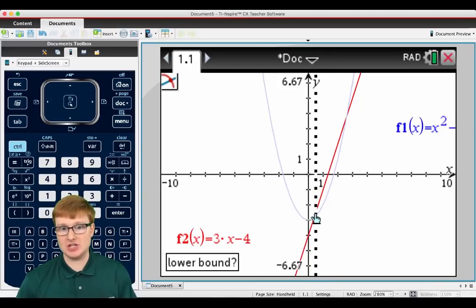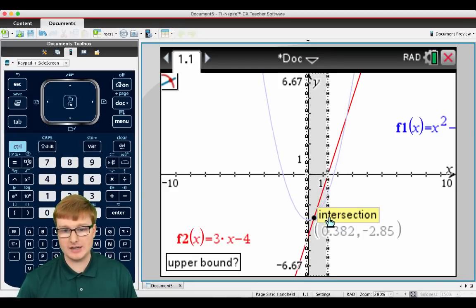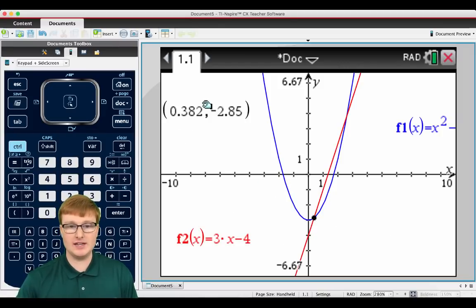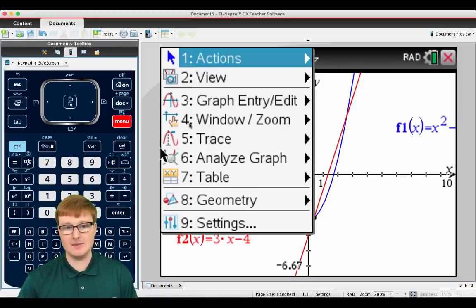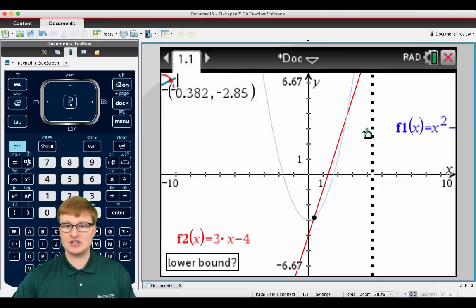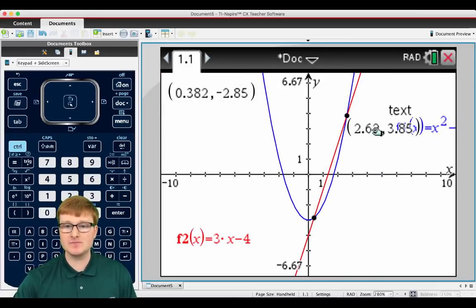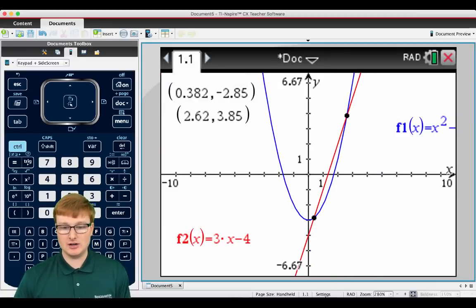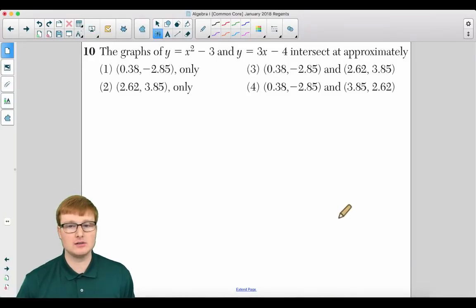It's going to give you a shaded region, and it's going to pinpoint where it is. So that, ladies and gentlemen, is one intersection point. Okay, let's do it again. Menu, analyze graph, intersection, click before and after. So your answer, and it's asking you for both points, actually. So it's asking you for both points. So just match it up.